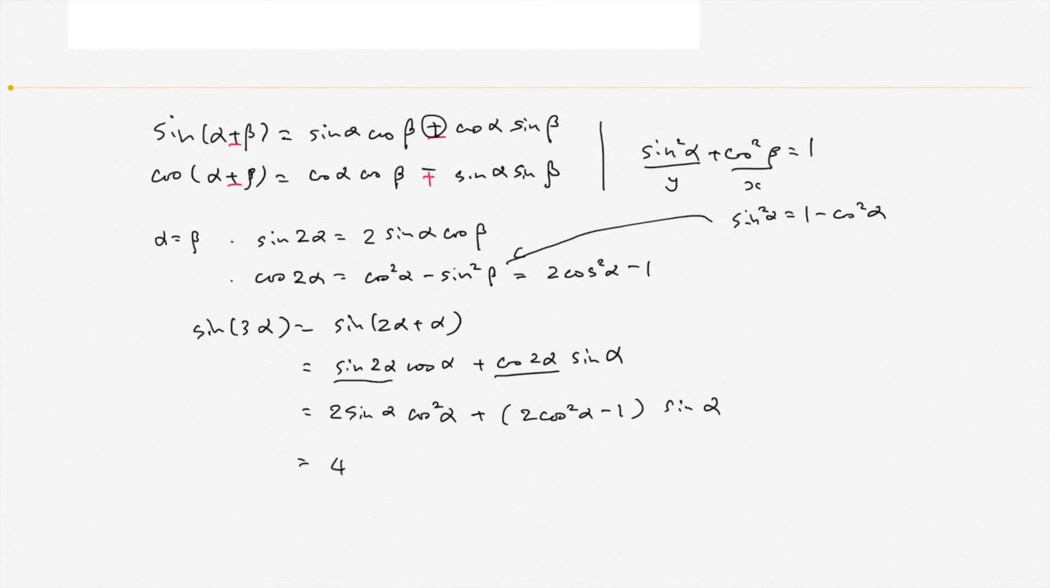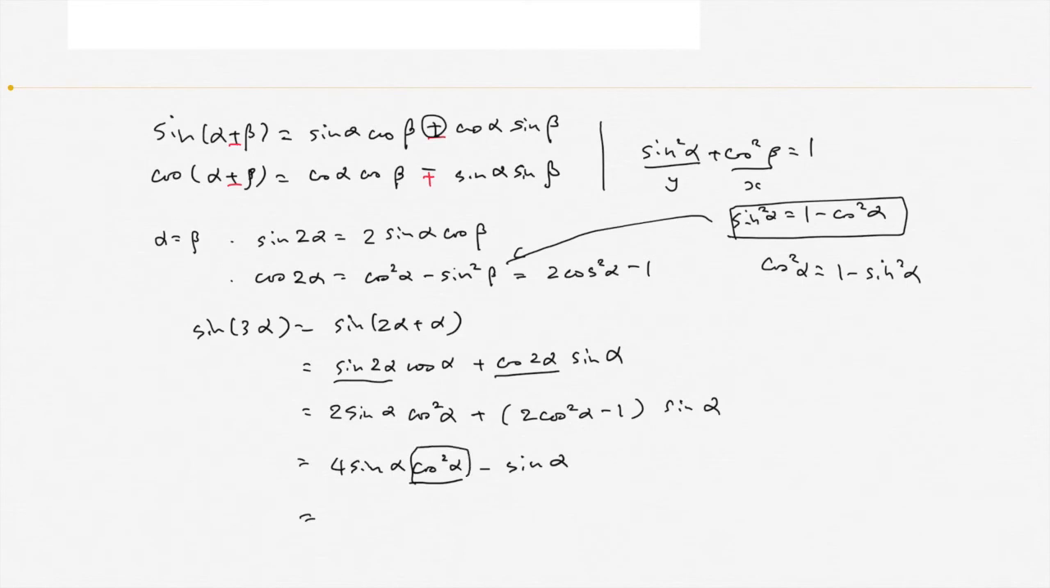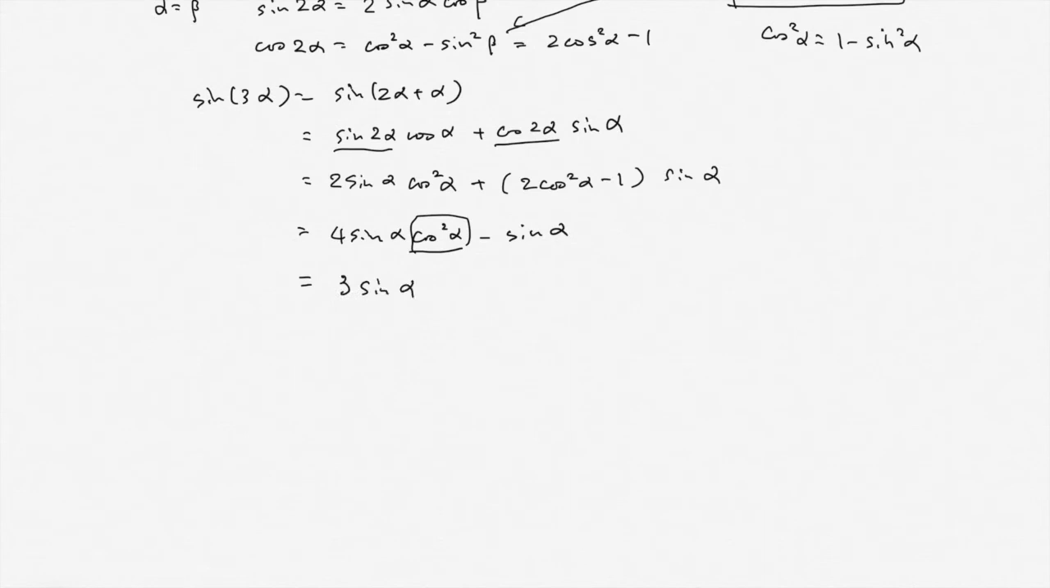Then it becomes 4 sine alpha cosine square alpha minus sine alpha. Then for this part, you can use this equation: cosine square alpha equals 1 minus sine square alpha. Then you can substitute here. Then the final answer becomes 3 sine alpha minus 4 sine cube alpha. Okay, this is the triple angle formula for the sine.